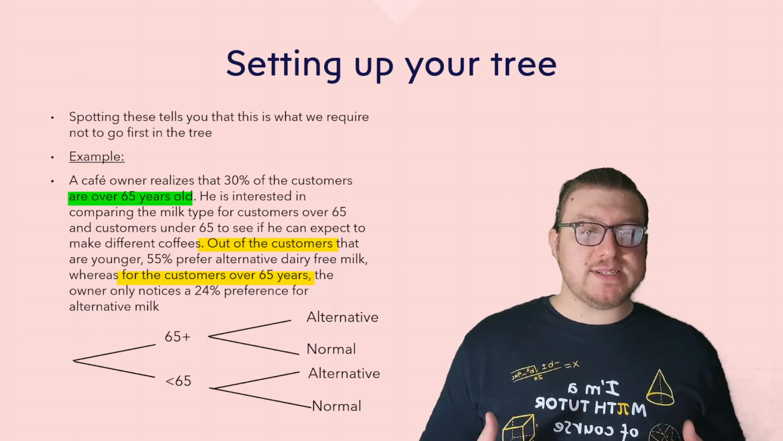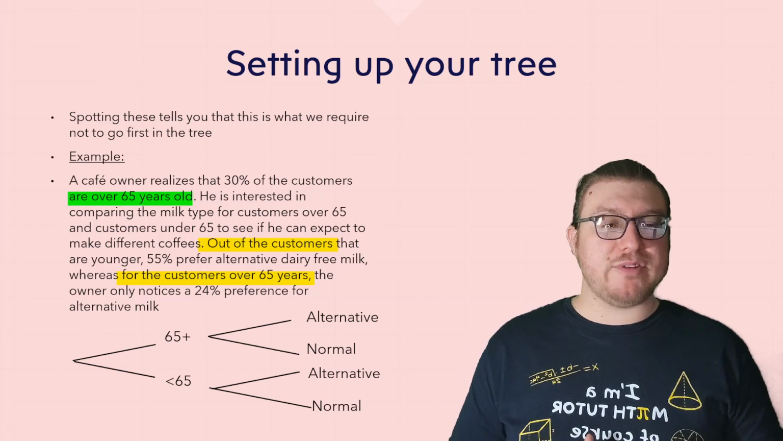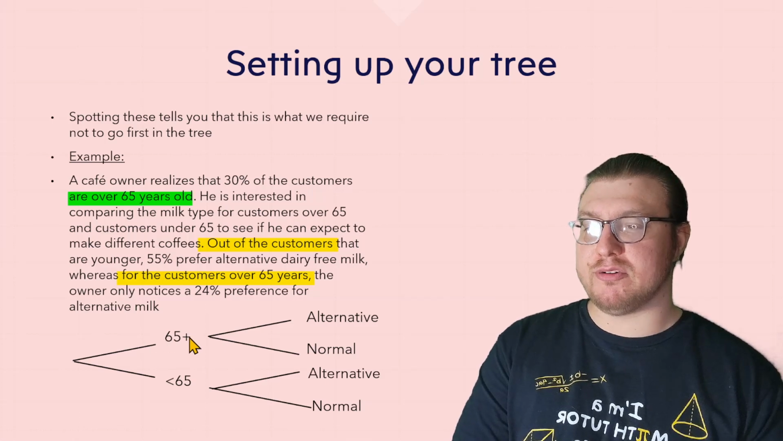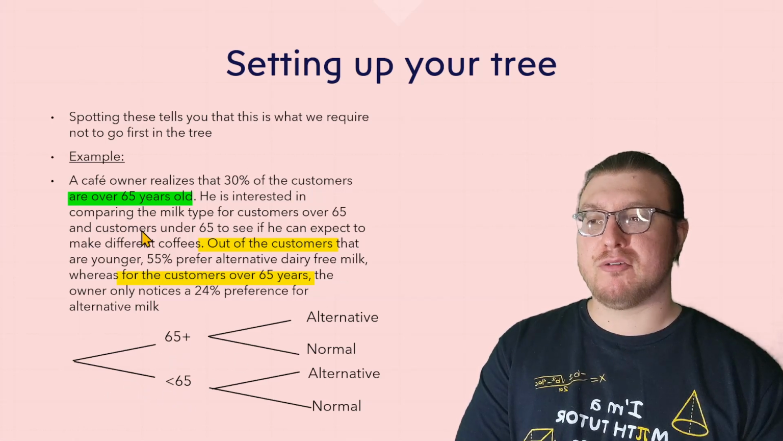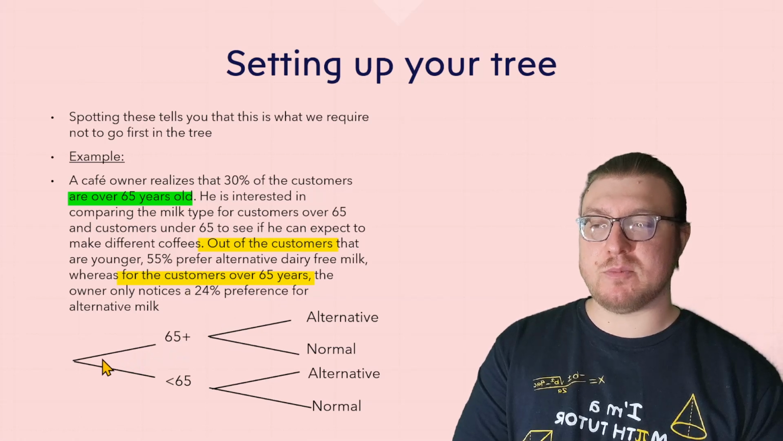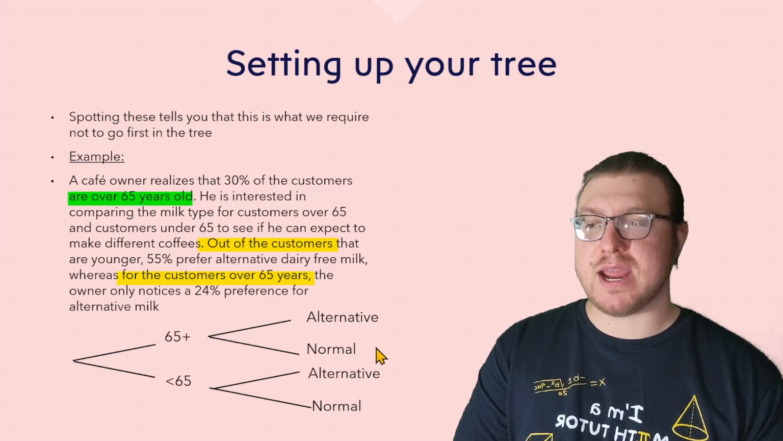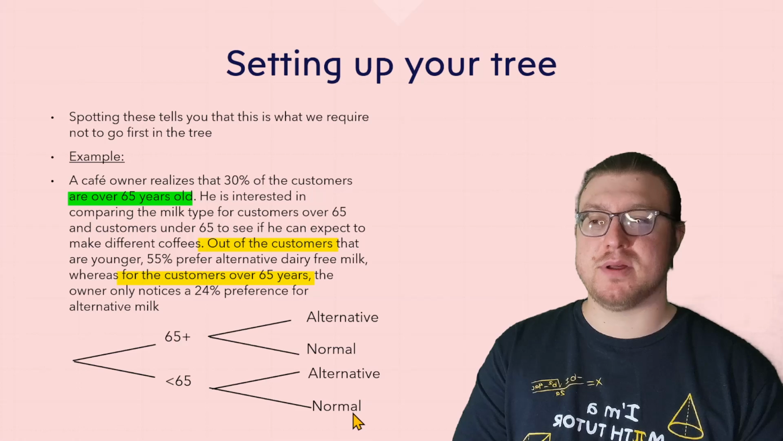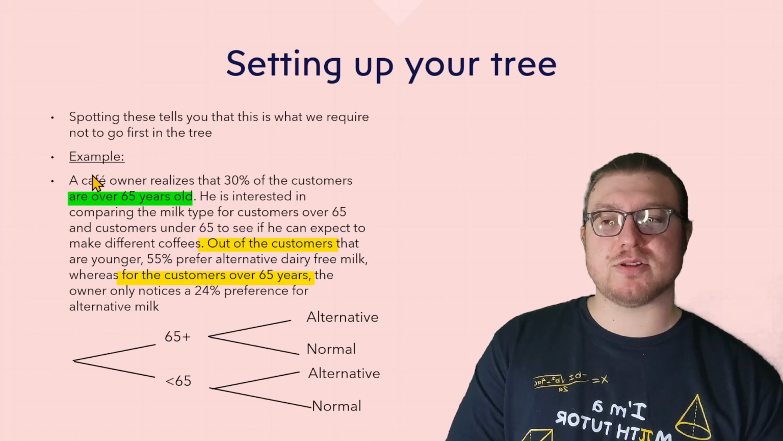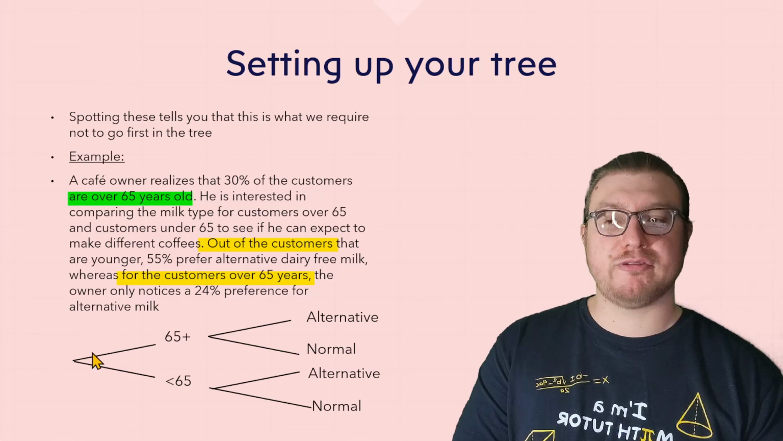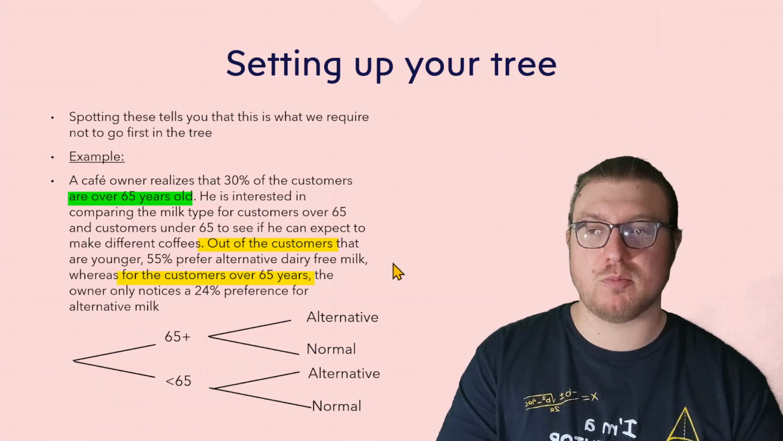So here we're going to set up our tree by having 65 and over and under 65. From those statements, we recognize that we first have to identify the age of the customer. Then we can talk about the preference of the milk. Also, the statement that was alone helped us confirm that this is how we want to set up our probability tree.